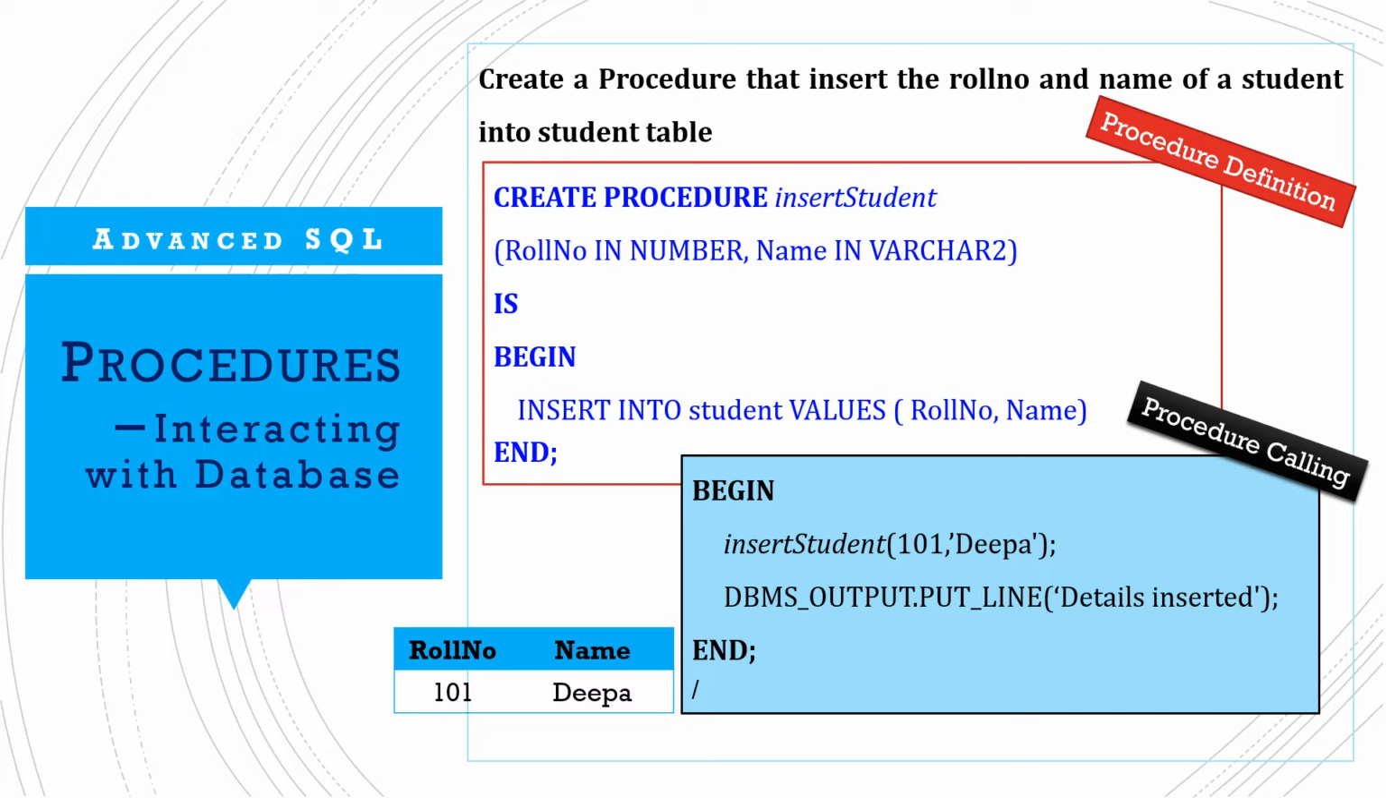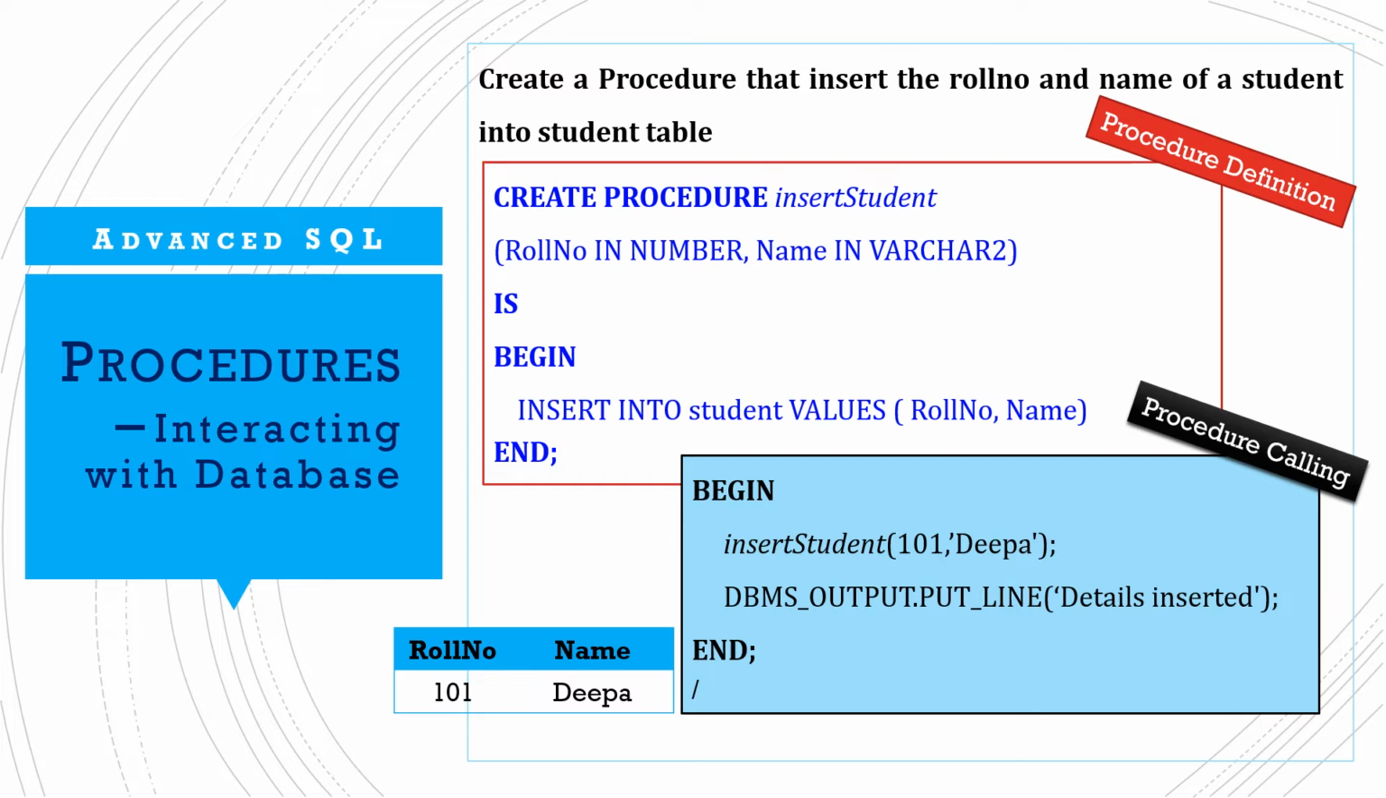Here the procedure name is insert student, and we have to pass two parameters, roll number and name, both in mode. Okay, then in the executable section, we have to give the insert command. Insert into, the table name is student, values, the roll number, comma name. The roll number, comma name, both are passed as parameters to the procedure. Okay, and we end the procedure.